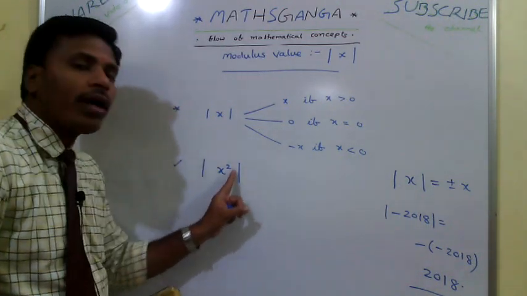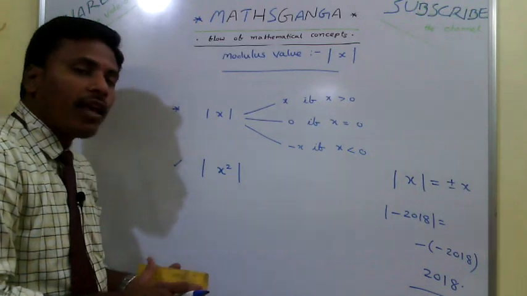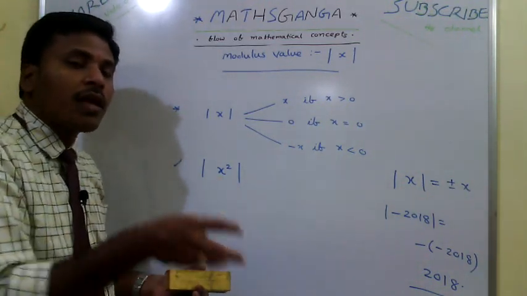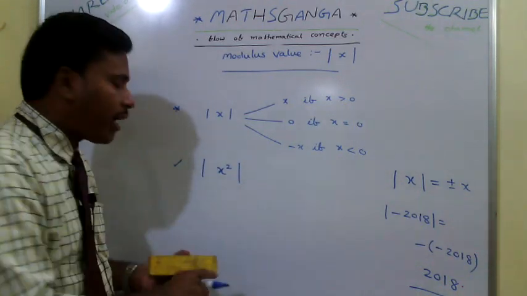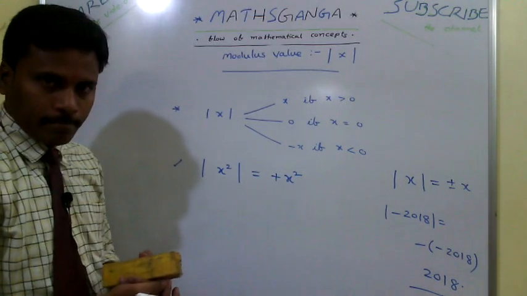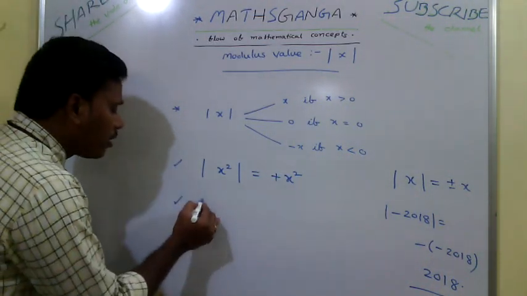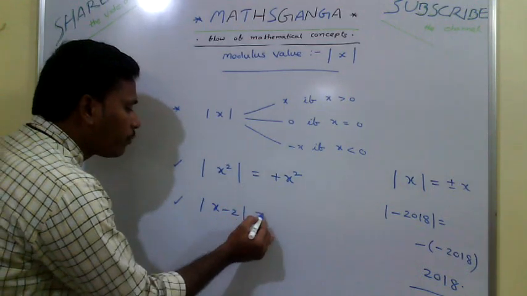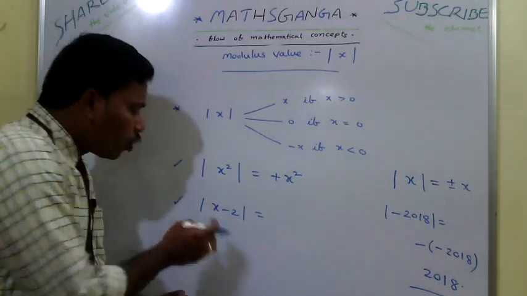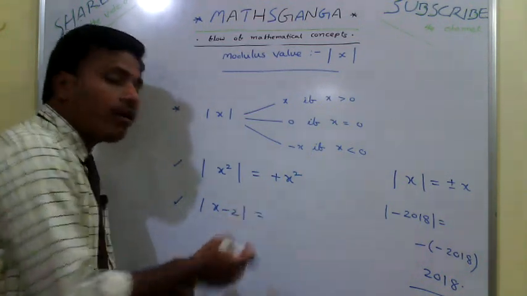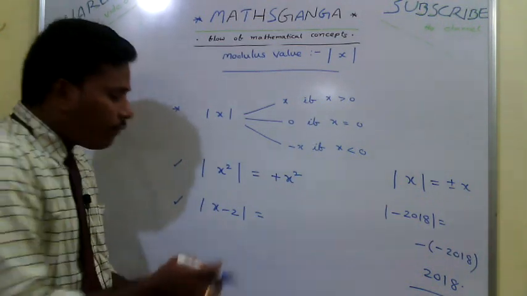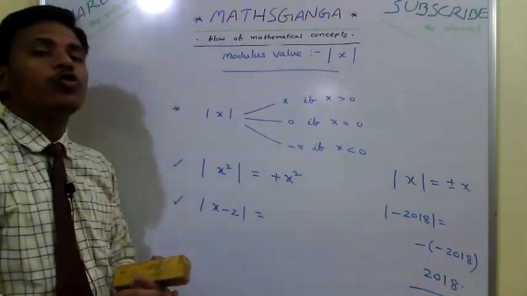Since x square is always positive, we are giving a positive expression x square to the modulus function, so it multiplies our positive x square with the plus sign and gives the result as plus x square. Whereas if we mention modulus of x minus 2, what is its value? To remove this modulus, we need to concentrate on this x minus 2. We don't know whether this x minus 2 is positive or negative.